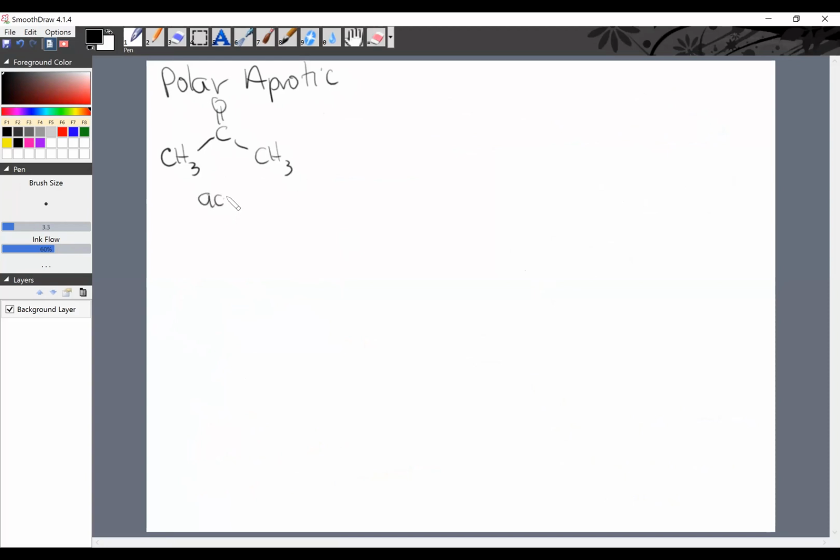So there's acetone. Let me see, dimethylformamide.